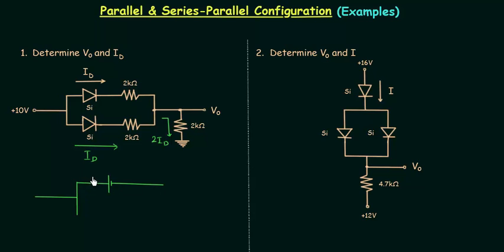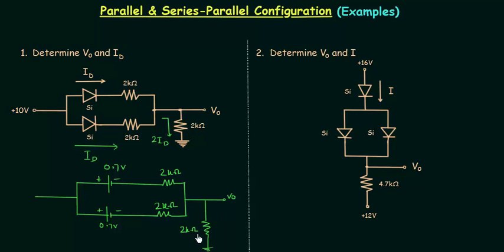We are using silicon diodes, so the potential difference is equal to 0.7 volts. I will do the same thing for the second diode. Second diode is also a silicon diode, 0.7 volts. 2 kilo ohm is the resistance in this branch. 2 kilo ohm is the resistance in the second branch. We need to calculate V0. V0 is the voltage across this resistance, having the value 2 kilo ohms.